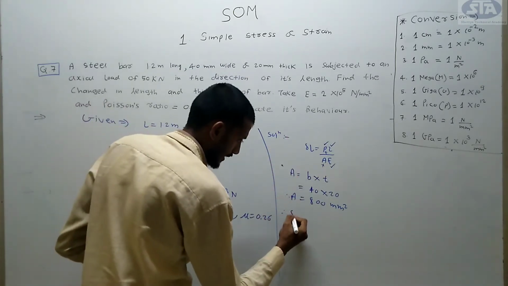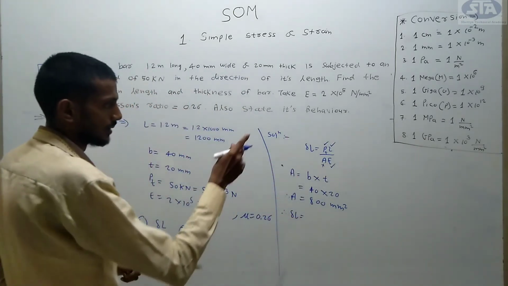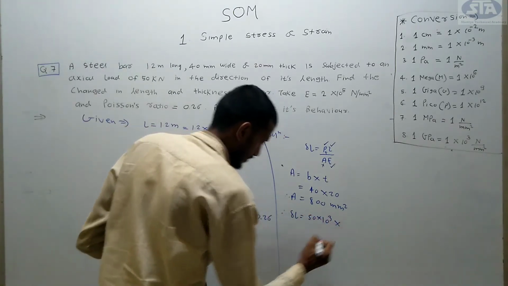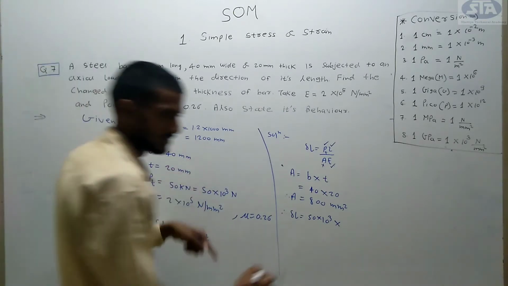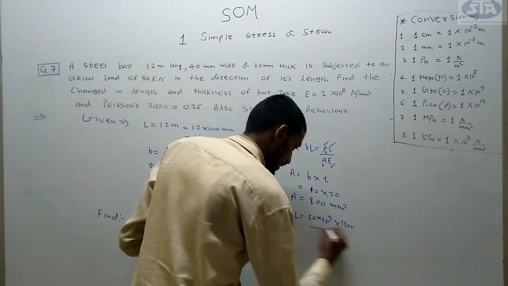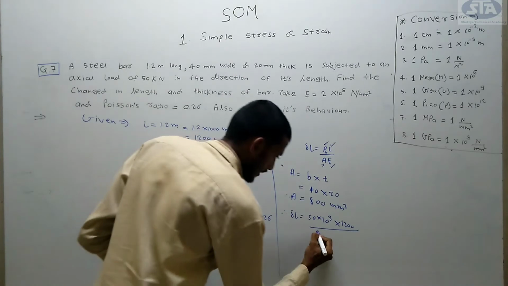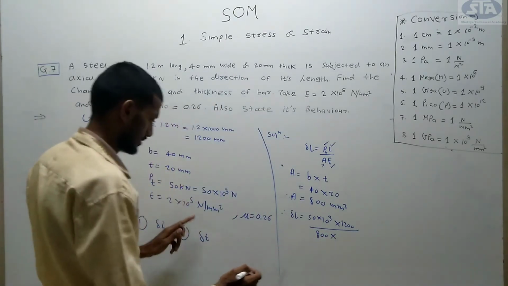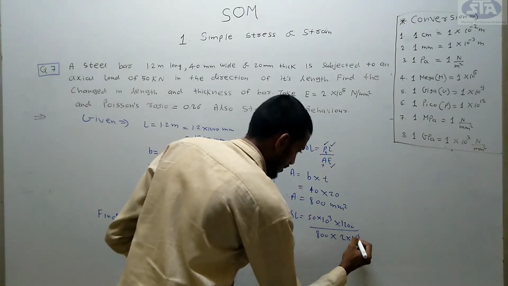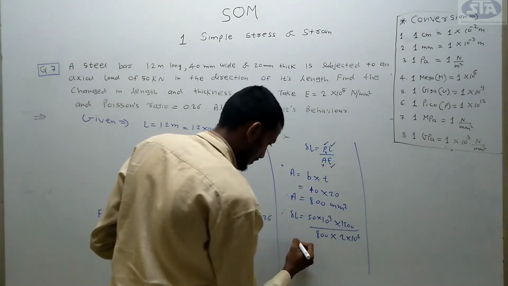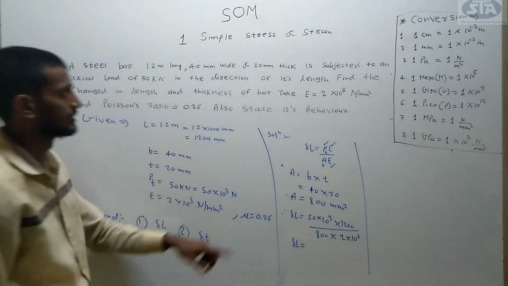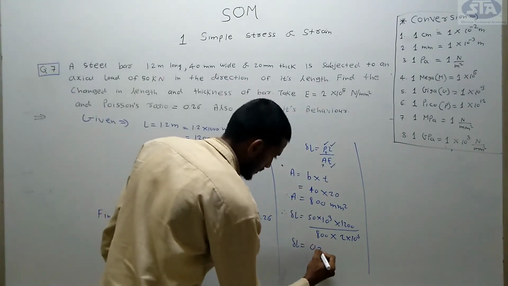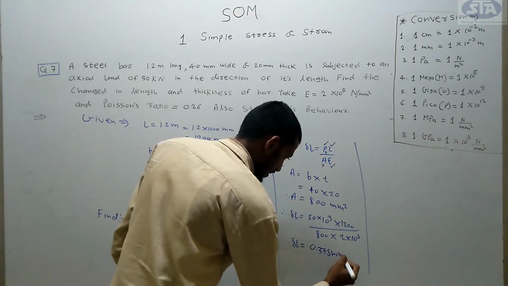Therefore delta L is equal to tensile force, which is 50 into 10 raised to 3, value of length, which is 1200, divided by area 800 into capital E, which is 2 into 10 raised to 5. After the calculation of this whole term, you will get the change in length, which is 0.375 mm.